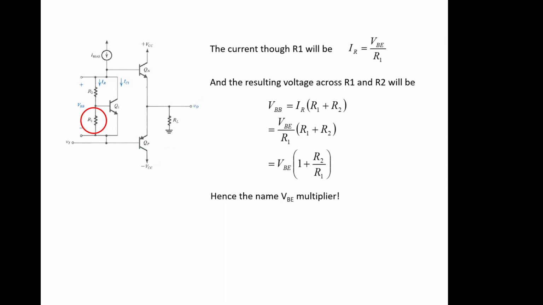And if you want to know how one of these works, I think you probably should have done it in the second year with probably Kushik. There's some simple calculations there that show that in fact the voltage across here can be made to be VBE, which is the VBE of the transistor, multiplied by the ratio of the resistances here. So that's how it gets its name as a VBE multiplier.